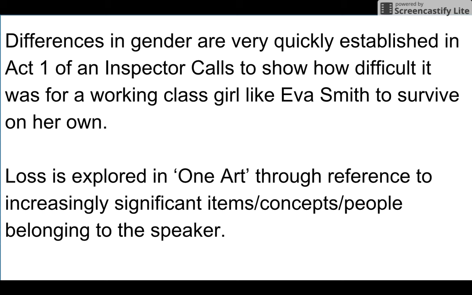And then for the poetry, loss is explored in 1 Art through reference to increasingly significant items, concepts, people belonging to the speaker. So you can see this is a really very brief overview of the significance of a particular area of the text or a quick overview of what the poem is about.